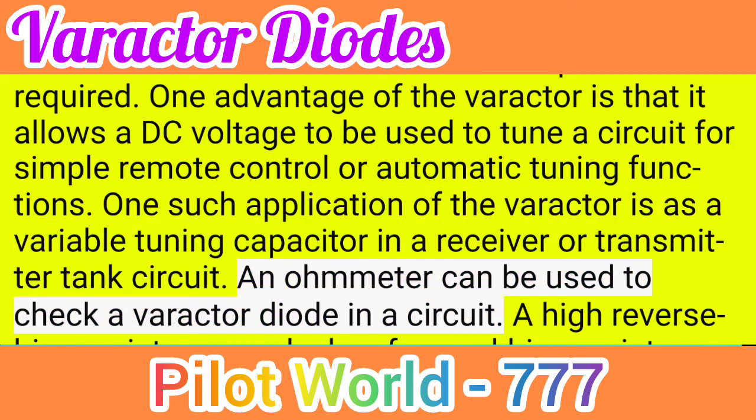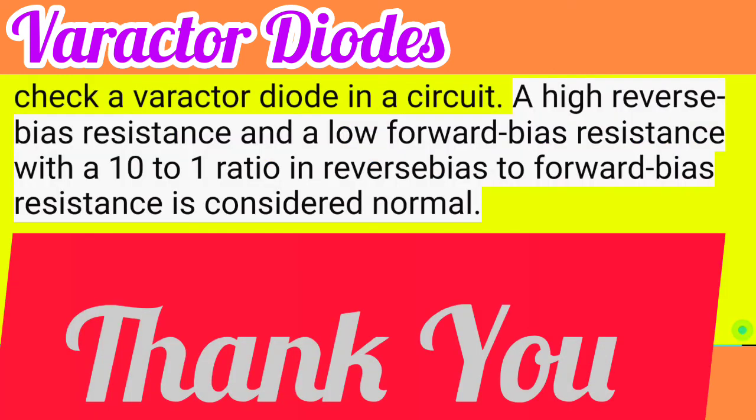An ohmmeter can be used to check a varactor diode in a circuit. A high reverse bias resistance and a low forward bias resistance, with a 10:1 ratio in reverse bias to forward bias resistance, is considered normal.